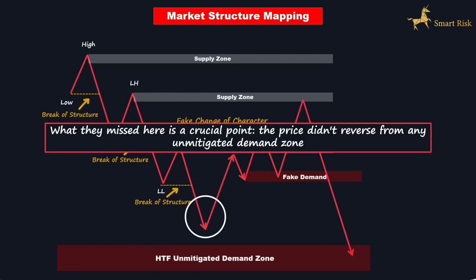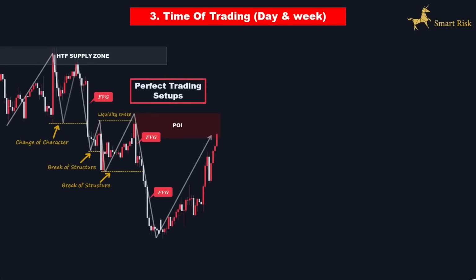Inexperienced traders could have avoided this if they had a better understanding of market sentiment. They would have noticed that their identified change of character was not valid because the price hadn't reached the higher timeframe demand zone yet. Now let's move into the next confluence criteria: the time of day and week.